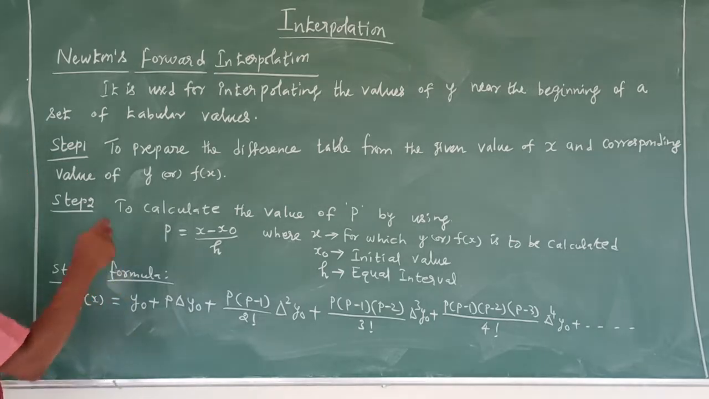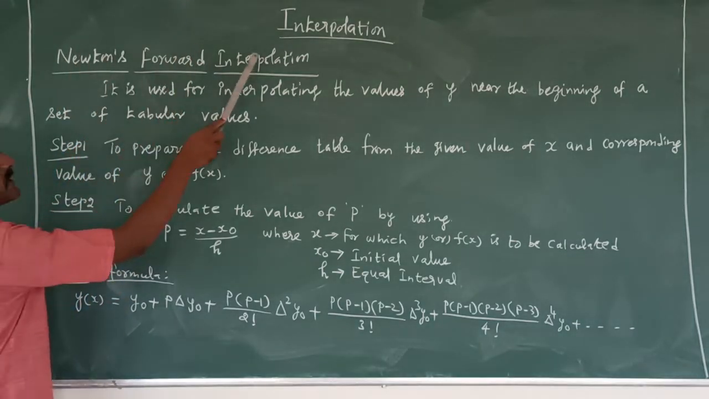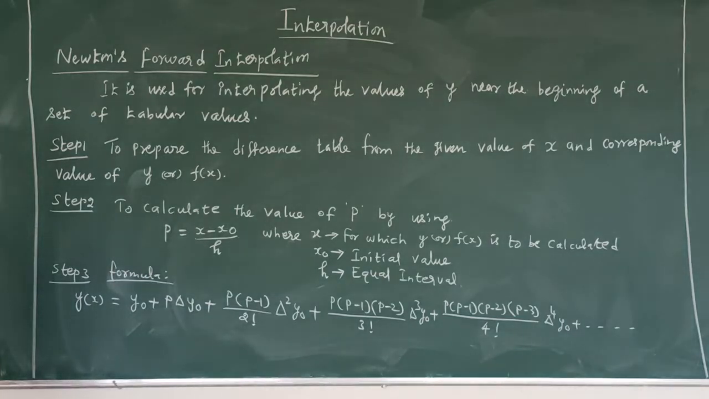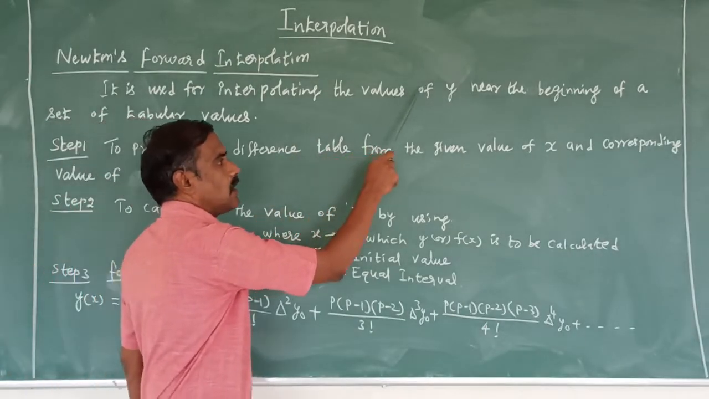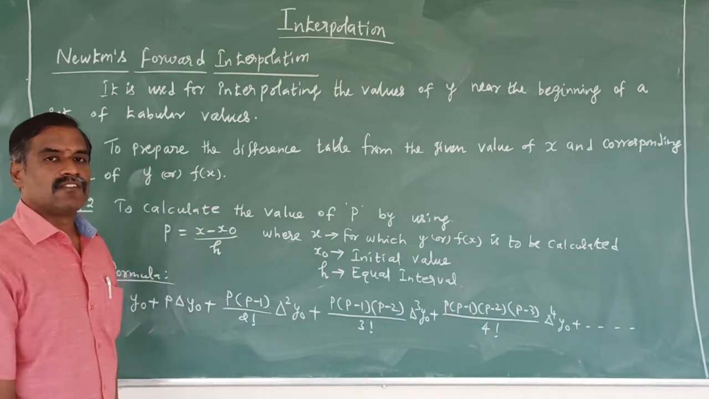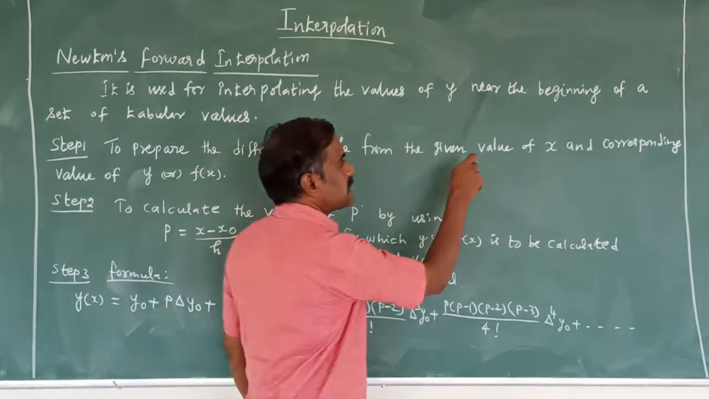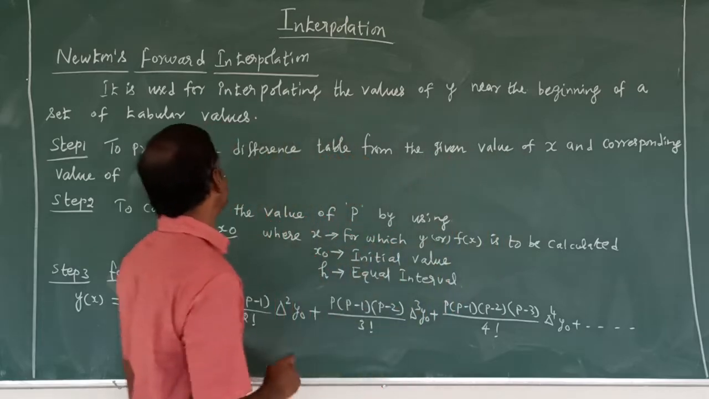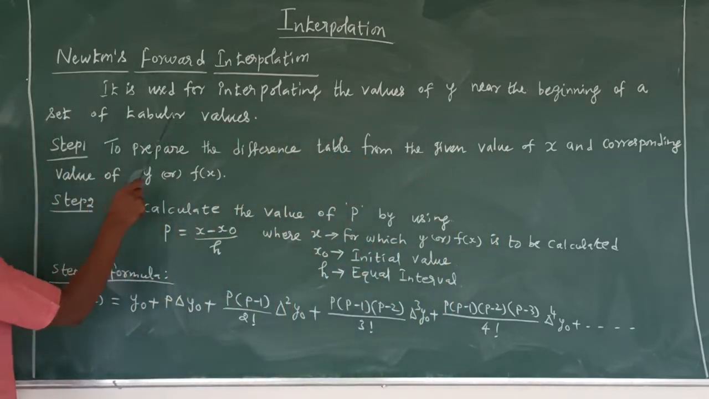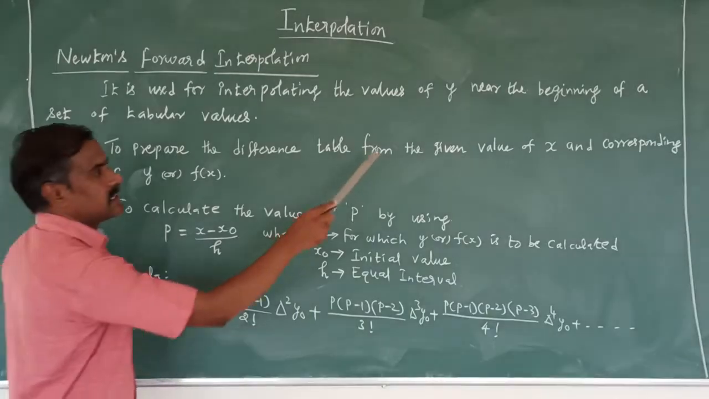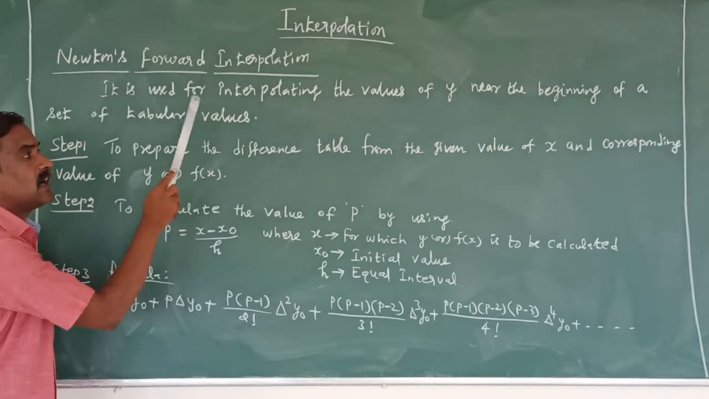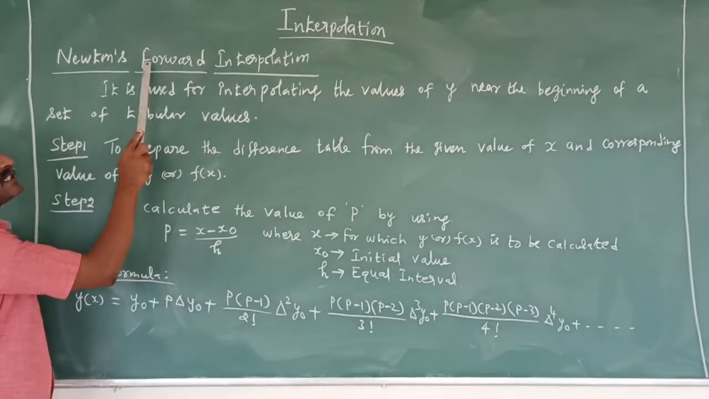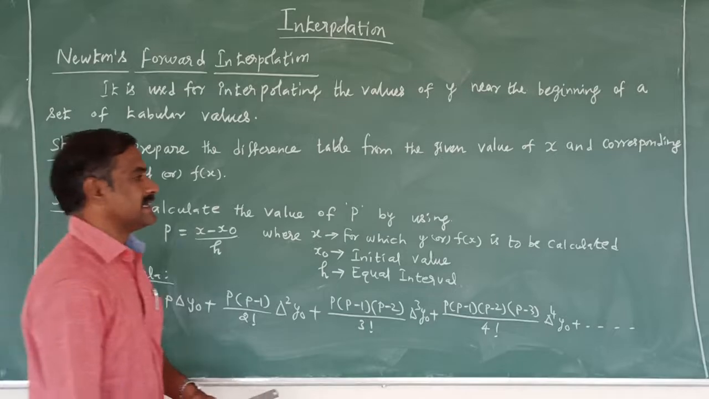Now we will discuss Newton's forward interpolation. The definition: it is used for interpolating the values of y nearer the beginning of a set of tabular values. At that time we can use Newton's forward interpolation.